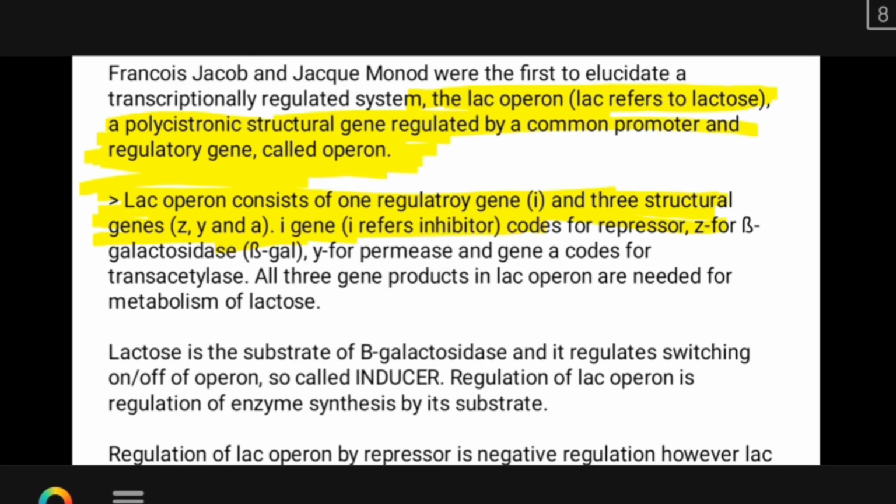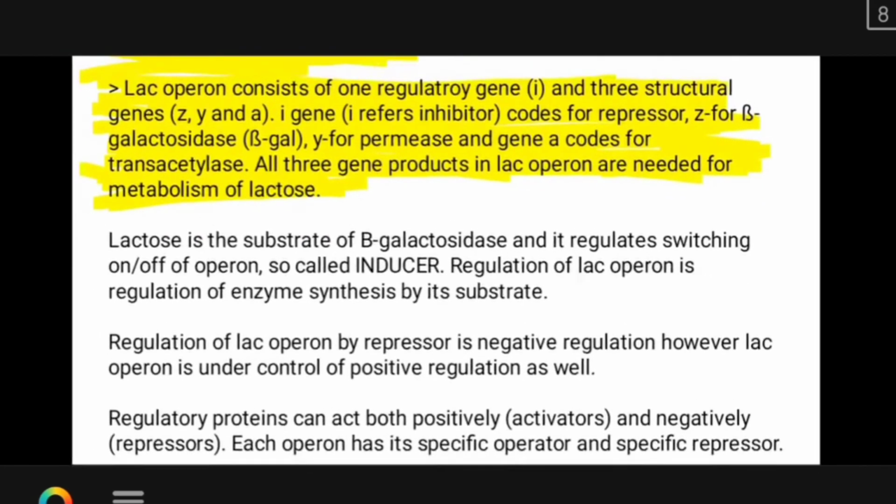I gene, I refers to inhibitor. It codes for the repressor. Z codes for beta galactosidase enzyme. Y codes for permease enzyme, and A codes for transacetylase enzyme. All three gene products in the Lac operon are needed for the metabolism of lactose. Lactose is the substrate of beta galactosidase, and it regulates the switching on and off of the Lac operon.